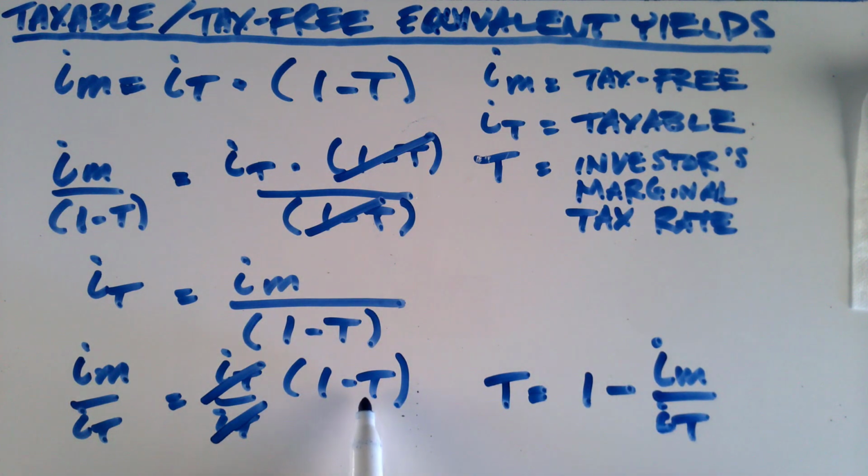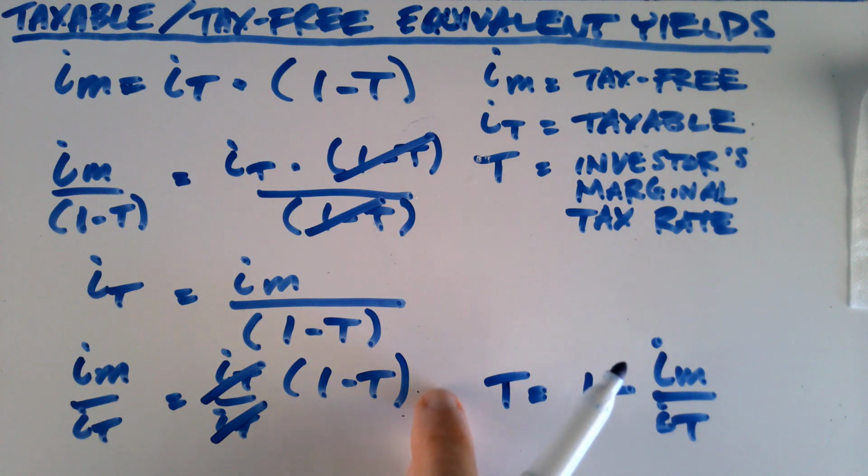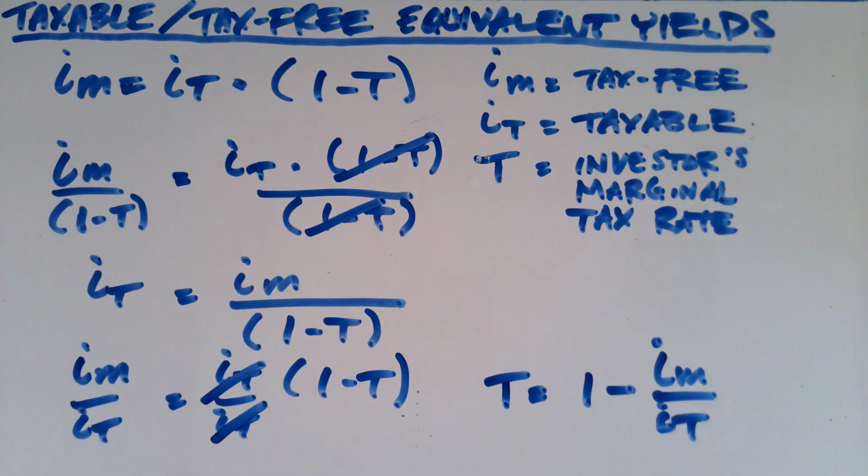Notice all I did there was subtract or add t to both sides. And when I do, it cancels out on this side and shows up over here as positive. I also subtracted I sub m over I sub t from both sides, and when I do that, it cancels out over here and shows up over here as a negative. And that's how we get our investor's marginal tax rate.